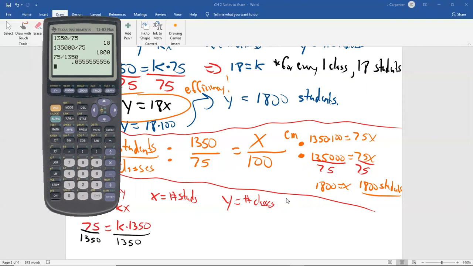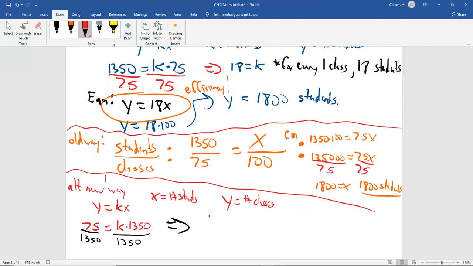Don't write that for a k. That's a bad idea. What you should instead do, and it would be okay if this wasn't a continuous fraction, but it is, is reduce them instead. You could reduce the 75 and the 1,350 by 5 or by 25, all sorts of options. We already know that 1,350 divided by 75 is 18. So if I reduce this completely, what you'll get is 1 over 18 is equal to k, if you reduce that as a fraction. So then our equation is now y equals 1 over 18x.